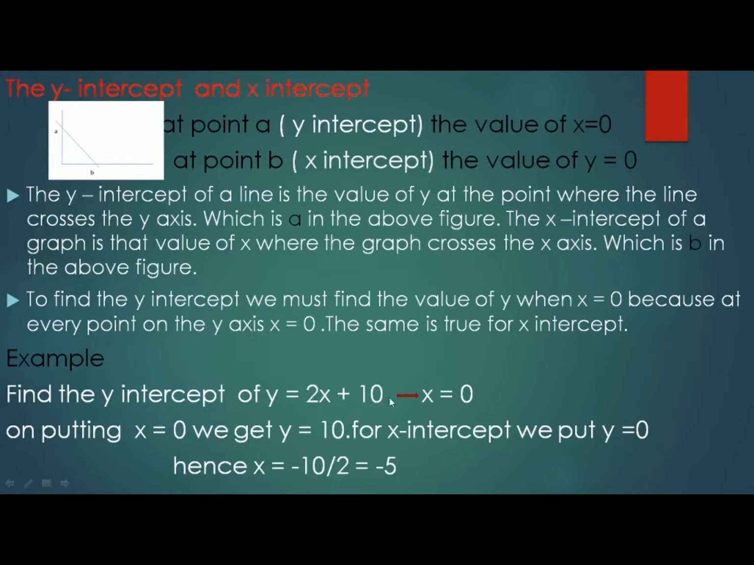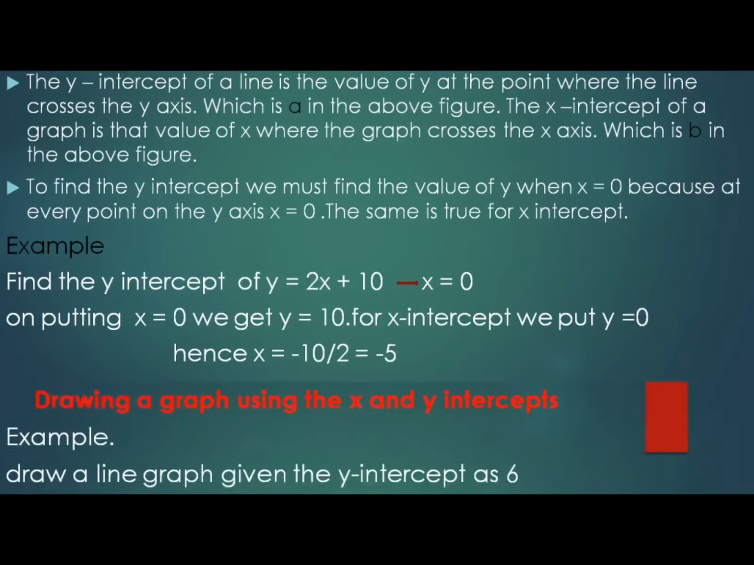And the x-intercept, we know at x-intercept, y is 0. So here we substitute y with 0. So it will be 0 equals 2x plus 10. We bring 10 to the other side, it will be negative 10 equals 2x. You divide by 2 all through, you get that x equals negative 5. That is the x-intercept. Simple as that. That is how we find the intercepts.